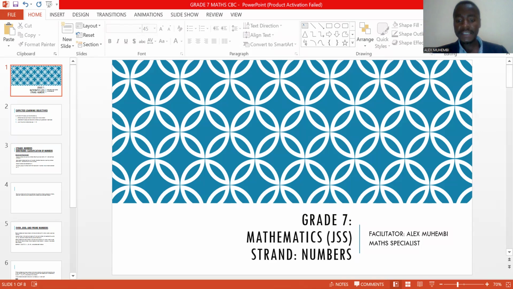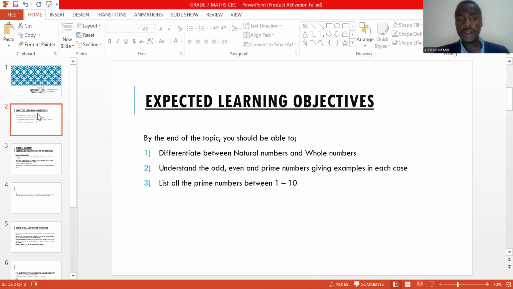So as you can see, today we are going to cover mathematics grade 7, and we are basically going to focus on the strand numbers. So our strand for today, or our area of focus, is going to be on numbers. On this strand, or we call it topic, I will cover a few areas, and I'm going to major on classification of numbers. So let me take you through the expected learning objectives so that you can see what we intend to cover by the end of this topic.